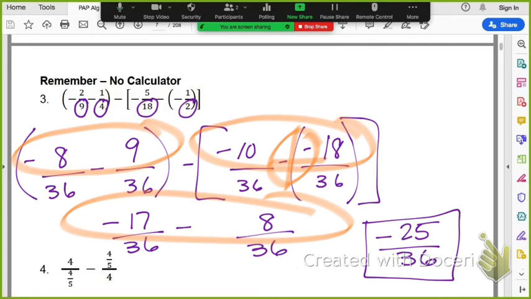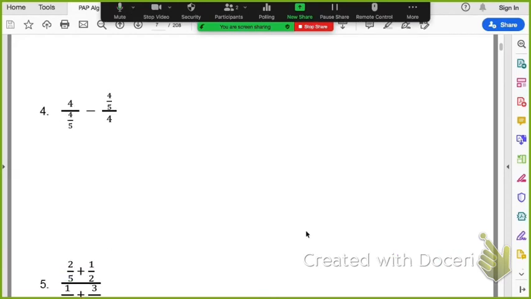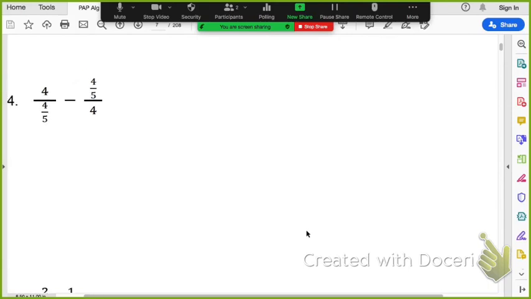Number 4. Has anybody ever seen a fraction over a fraction before? It's kind of crazy, right? So in that case, there's a couple things you can do. If you have a fraction over a fraction, that means you can take the denominator and flip it and multiply across. Or you can multiply every single part of the fraction to get rid of the denominators.